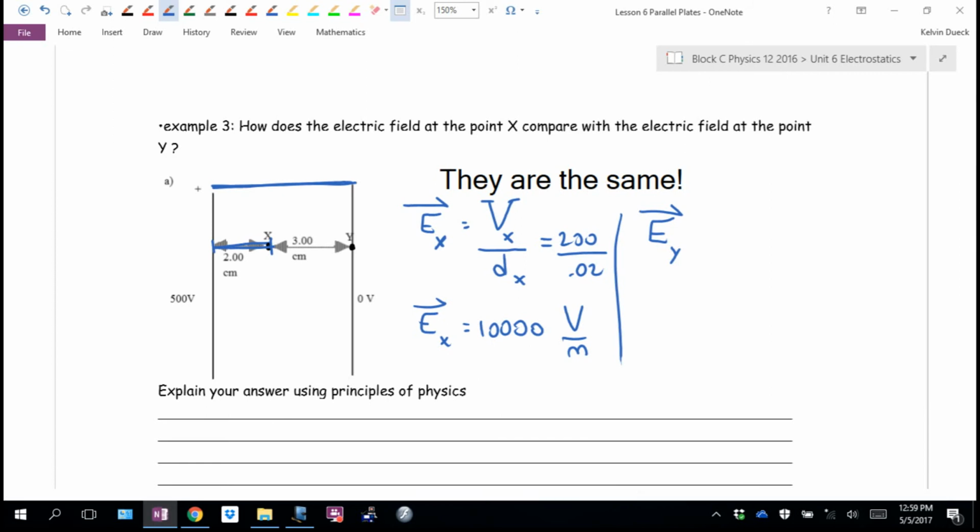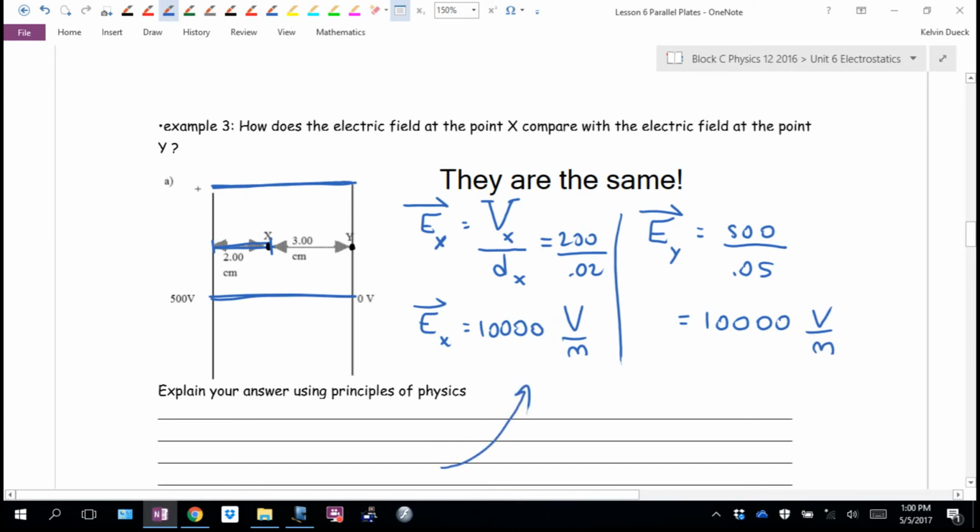Ethan, let's do the second one. How far from here to location Y? So 0.05. How many volts have I traveled through? Do you also get 10,000 when you divide? Yes. So there's my proof. Good enough.